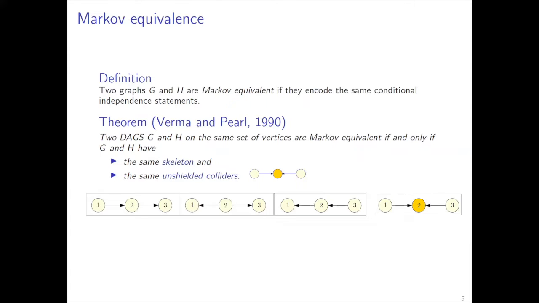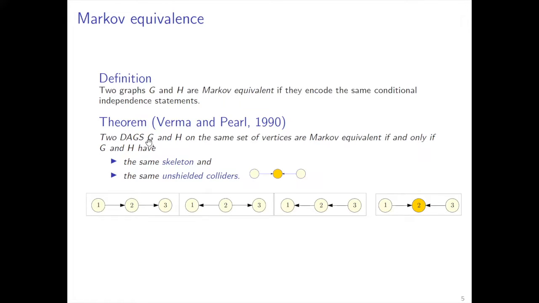Usually, if you have no assumptions, you can just tell what conditional independence statements hold for this distribution. That's usually what people do: they learn conditional independence statements, and then they try to learn the graph. So two graphs are Markov equivalent if they cannot be distinguished. And there's a very nice characterization for precisely when that is.